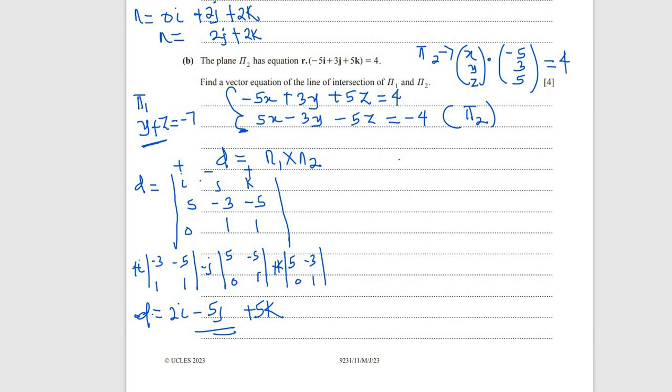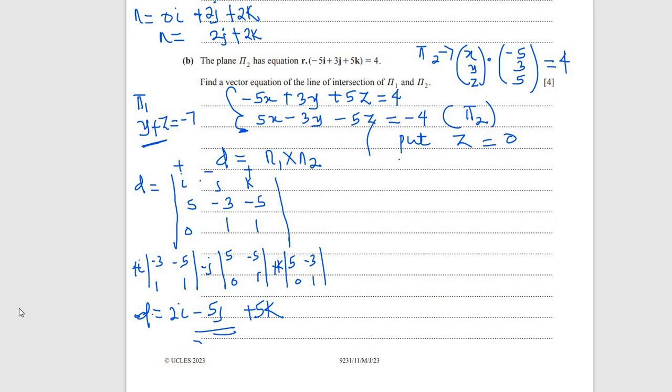Now we have the direction, but we have to find the point of intersection. So let's find the point at which the line intersects. To get the point, choose any of the planes. Let me put z to be 0. You can put any of the variables to be 0.